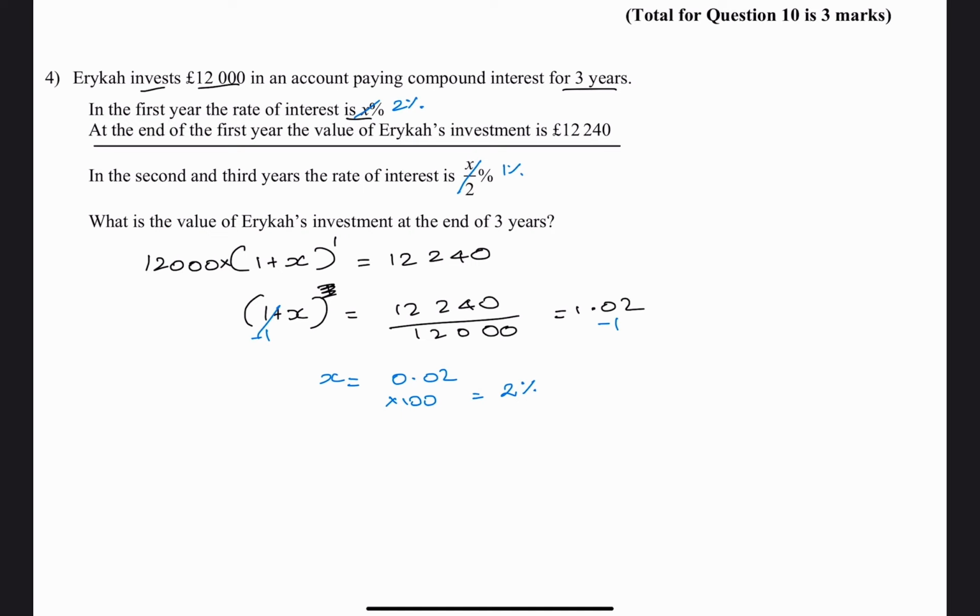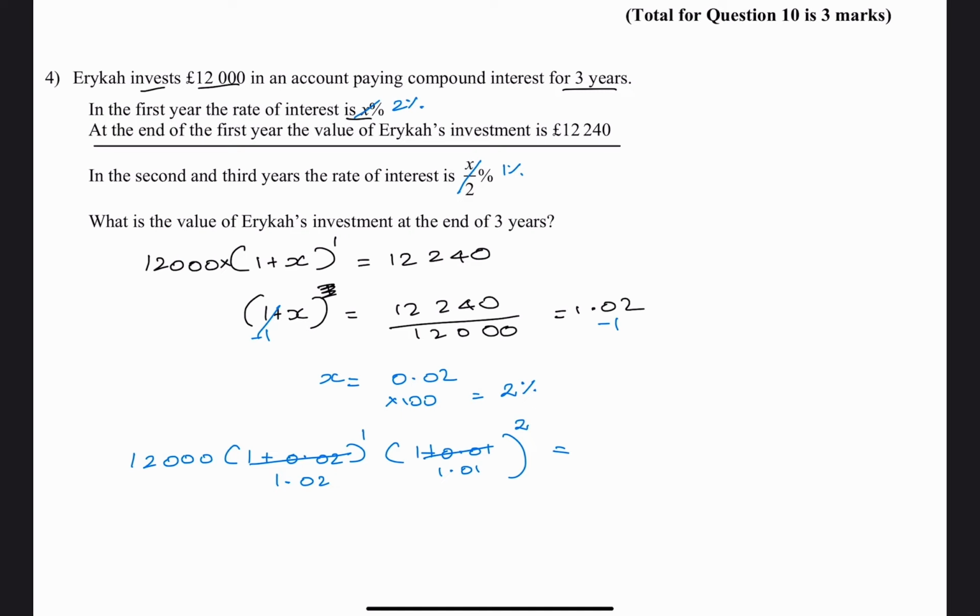What is the value of the investment after 3 years? Okay, so what was the deposit? 12,000 bracket 1 plus 0.02. Remember it's 2%, so 1.02 to the power 1 year, and the rest of the years is a half of that, which is x over 2, which is 1%. 1 plus 1%, which is 0.01, which is 1.01 to the power how many for the 2nd and 3rd years? So that's technically 2 years. Okay, so altogether that gives me 3 years in there.